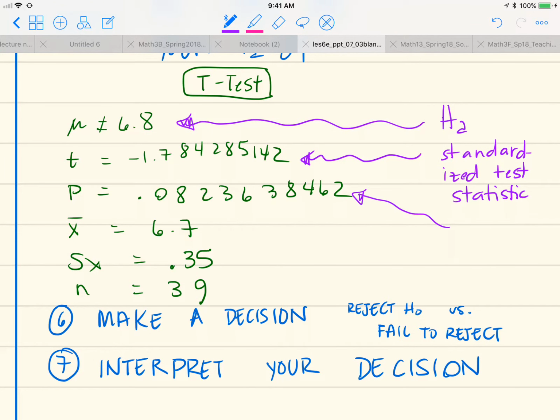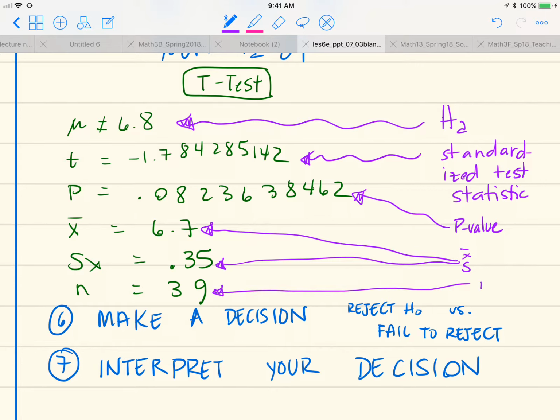P, this is your p-value. This is the probability of getting a sample as extreme or more extreme than what we got if the mean actually is equal to 6.8. X bar, we know what that is. SX is our sample standard deviation. X bar is just X bar. And N, we know what that is.